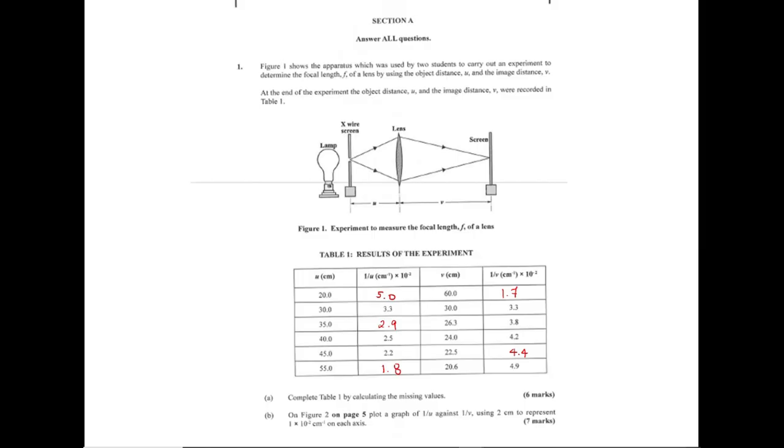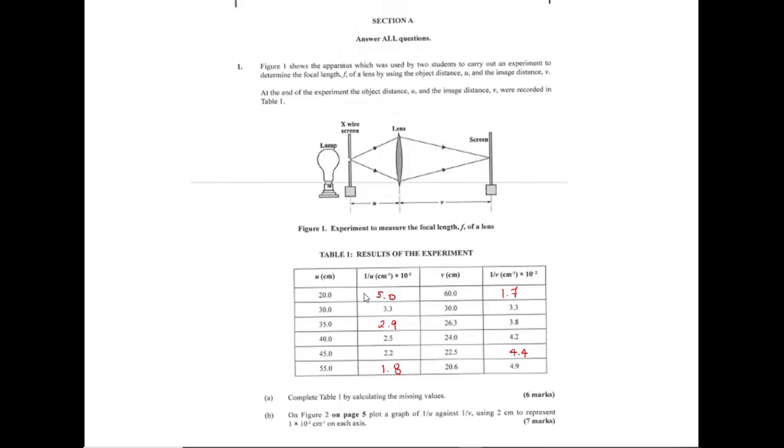It says, Figure 1 shows the apparatus which is used by 2 students to carry out an experiment to determine the focal length f of a lens by using the object distance u and the image distance v. At the end of the experiment, the object distance u and the image distance v were recorded in table 1. If you look here, they would have given you u, and then right here they would have given you the application for here. So they filled in some spaces here, and this is telling you to divide 1 by whatever number is u here.